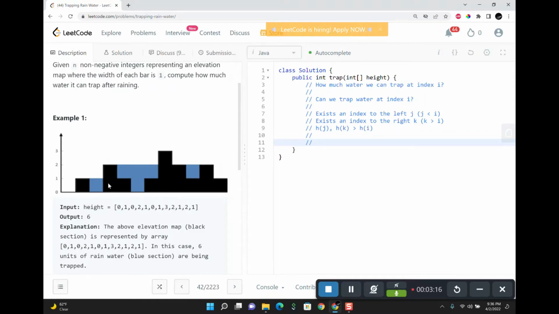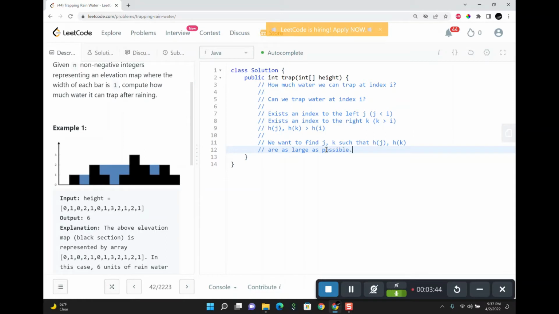So we don't just want to figure out whether or not we can trap water at index I. We want to figure out the maximum amount, by how much water, I mean the maximum amount of water we can trap at index I. Which means that we need to choose the maximum possible value for hj and hk, right? We want to find j and k such that hj and hk are as large as possible. If we find hj and hk that are as large as possible, that's going to allow us to trap the most amount of water at index I.